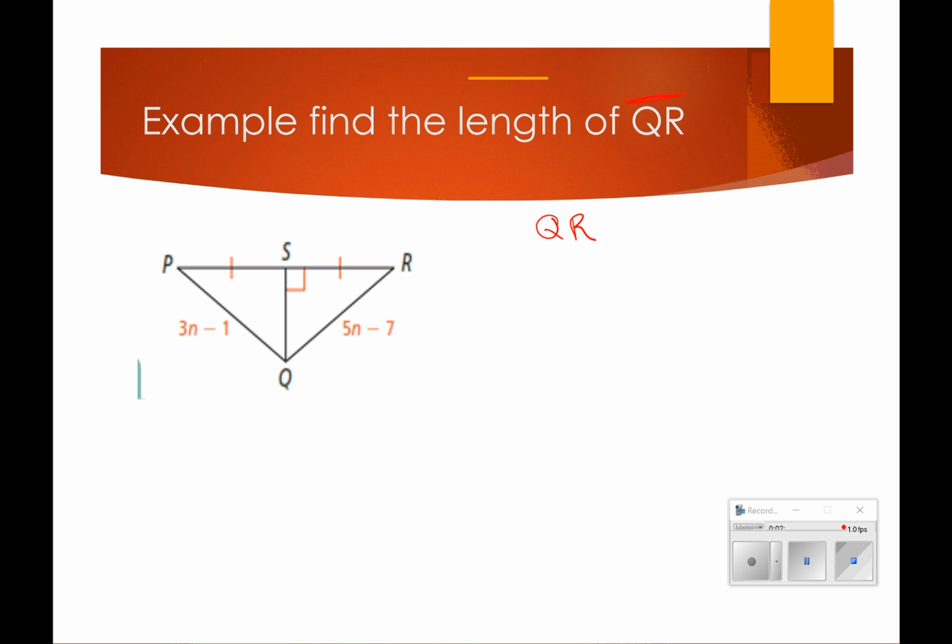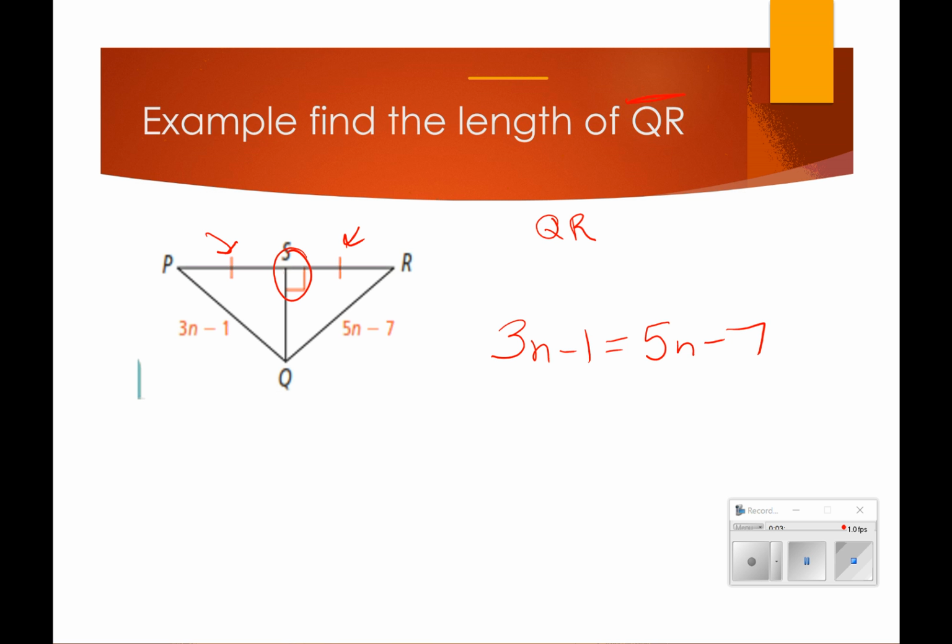So looks like we have the conditions. I've got perpendicular, and then I've got bisector. So we've got the conditions that we need, so we can say that Q is equidistant from both P and R. So we're going to set those distances equal to each other: 3n minus 1 equals 5n minus 7. Okay. And then we're going to go ahead and solve that equation.